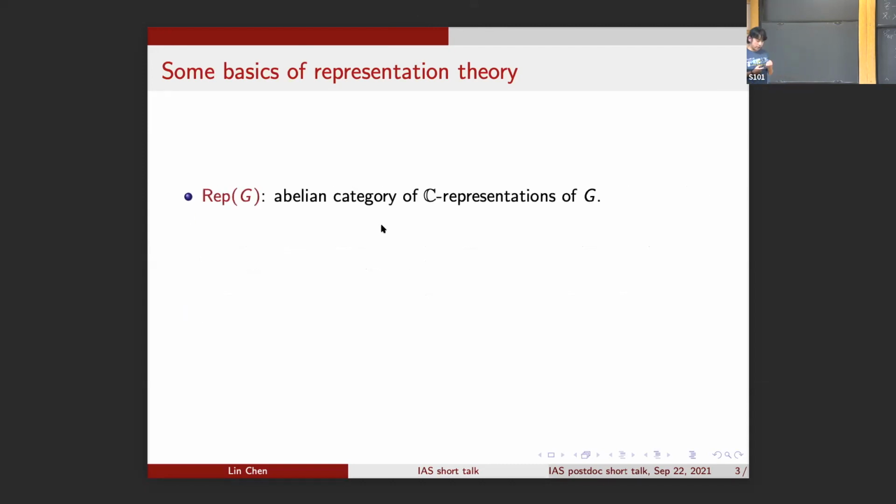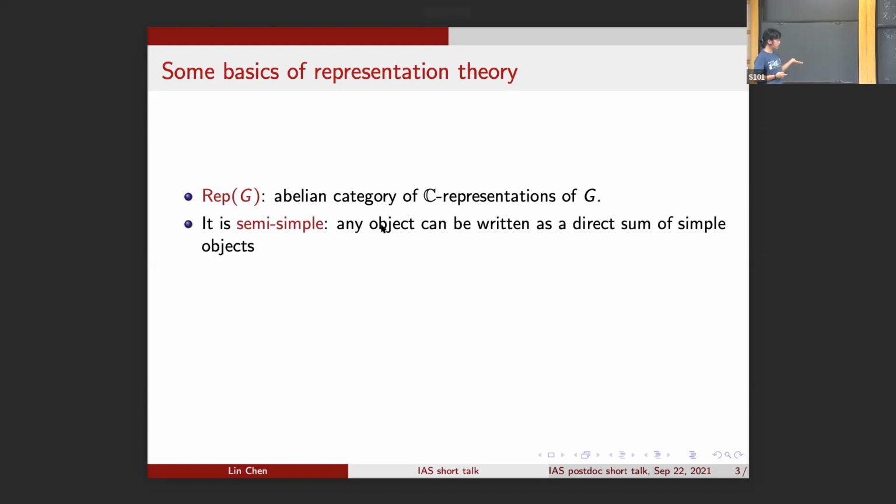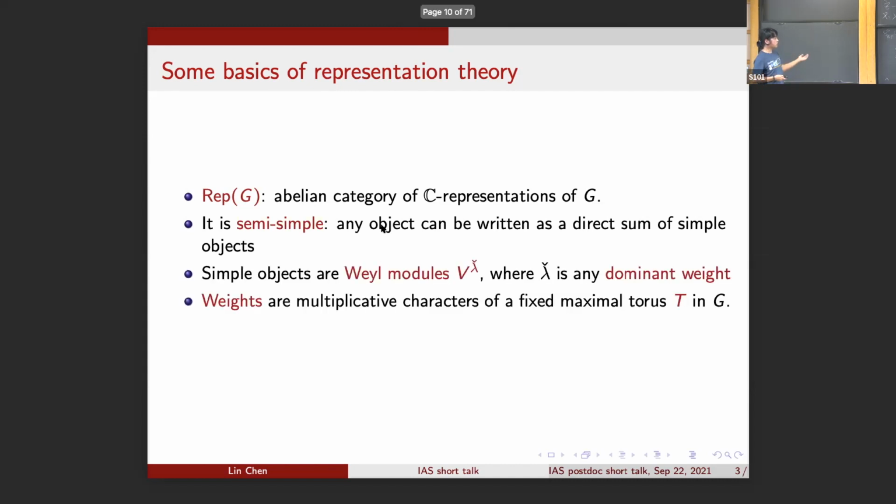In group theory, people care about representations. So let's start from the easiest case, the abelian category of complex representations of this reductive group G. The structure of this category is very easy. This category is semi-simple, which means any object can be written as a direct sum of simple objects. Moreover, we know all the simple objects.